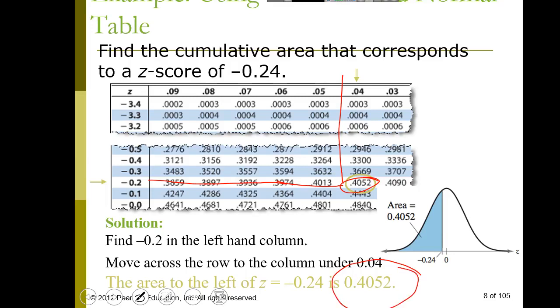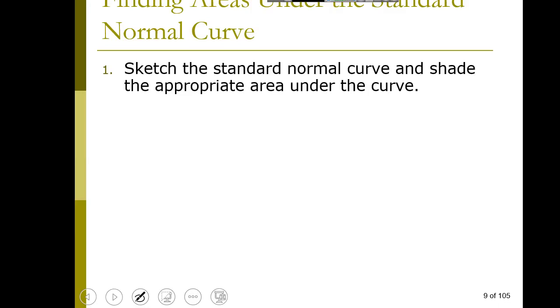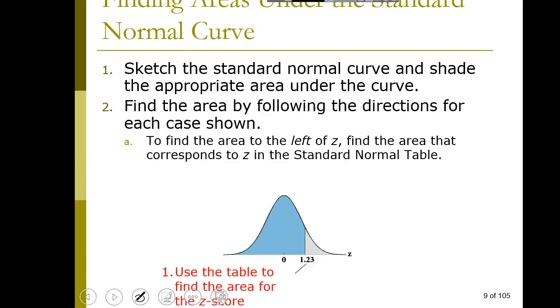So that is very simple: just transform the random variable x into a z-score and then obtain the probability value from the standard normal table. Sketch the standard normal curve and shade the appropriate area under the curve. Find the area by following the direction for each case.